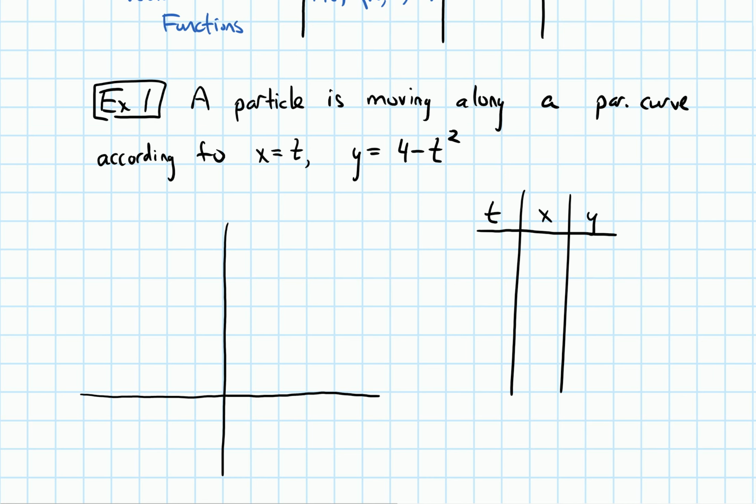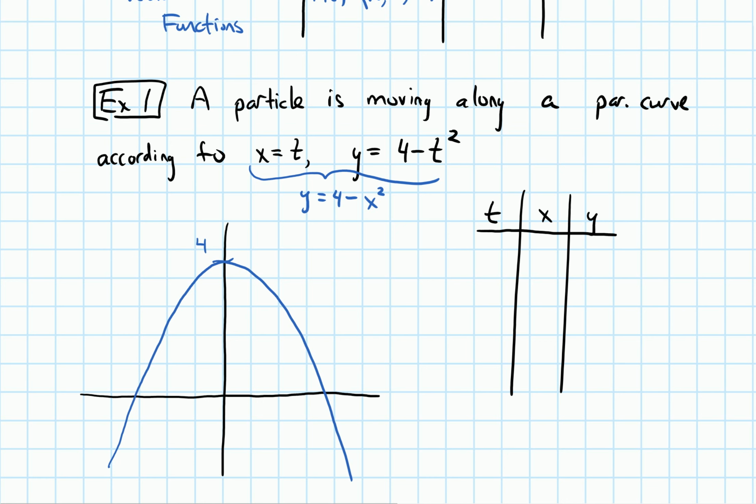Before I get into the table of values, I can actually quickly get an xy equation for this. I know y is 4 minus t squared. But based off the first equation, we know that t is x. So once I substitute x in for the t into the second equation, we get 4 minus x squared. So the curve that this particle is moving along should be the curve y equals 4 minus x squared. So we're talking about an upside down parabola like this, and the vertex is at 4 on the y-axis.